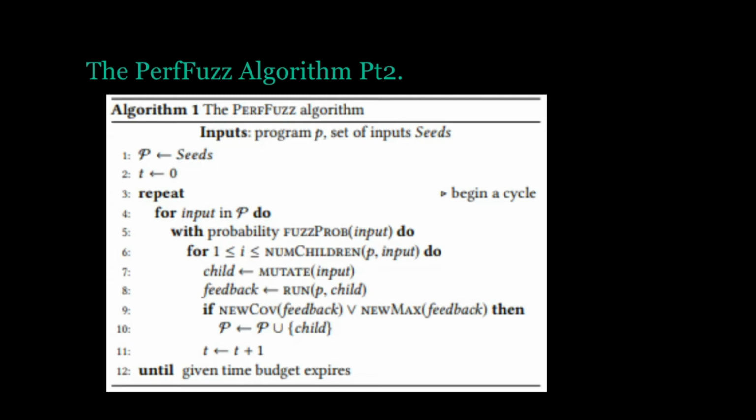You can see run goes to the feedback. And line 10 shows which children are added to the parent seed group for future fuzzing. Notice nucov and numax there: if nucov feedback or numax feedback, then you put it into the new parent group, which is what they're supposed to be, new coverage in a program and a new maximum edge selection. And line 12 just shows that the time limit is again the reason this program would ever stop.